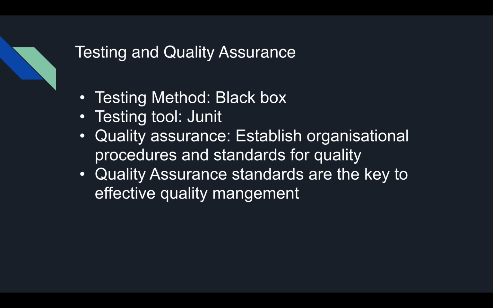And for testing and quality assurance, we can see that our project chooses black box as the testing strategy and JUnit as the testing tool. The quality assurance is to establish organizational procedures and standards for quality. The quality assurance standards are the key to effective quality management. The planning for quality assurance has been completed and all deviations from quality assurance standards have been noted. Quality planning, quality control, and quality reviews have been defined for project quality.